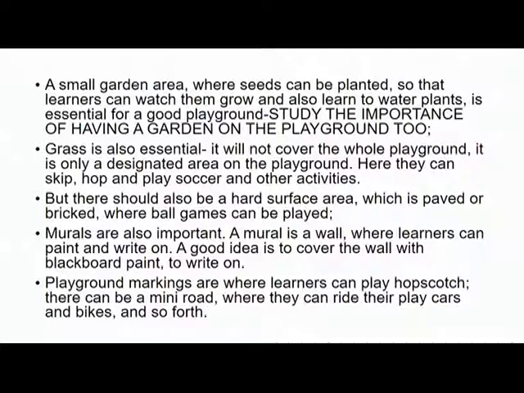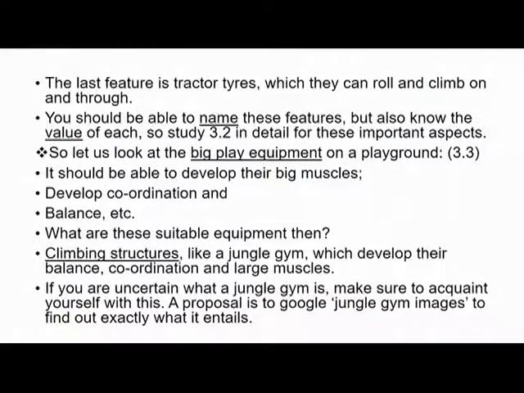There should be a hard surface area which is paved and bricked where ball games can be played. And murals are also important. A mural is a wall where learners can paint and write. A good idea is to cover the wall with blackboard paint to write on. Playground markings are where learners can play hopscotch. There can be a mini road where they can ride their play cars and bikes and so forth. The last feature is tractor tires, which they can roll and climb on and through.